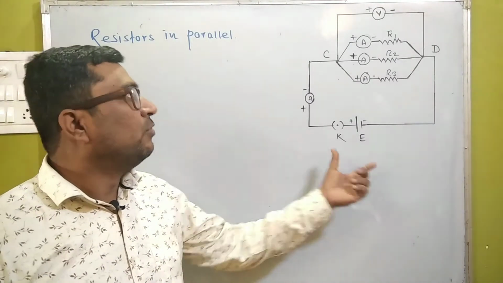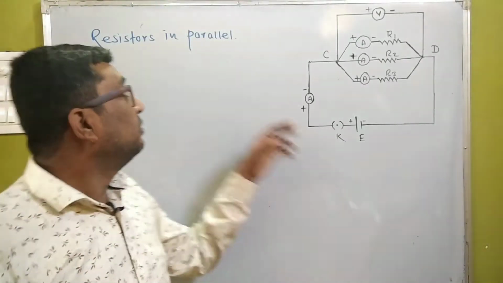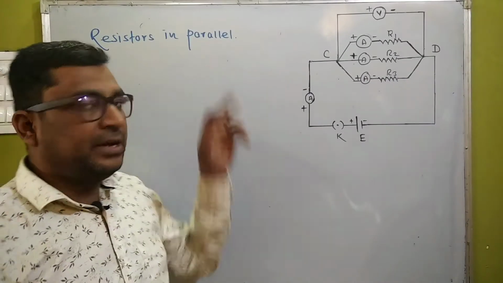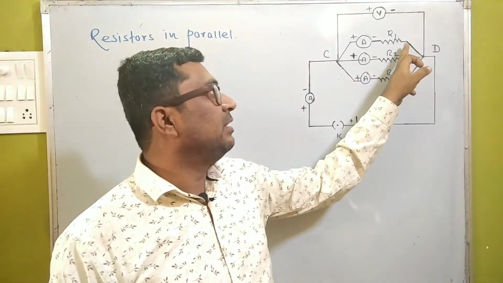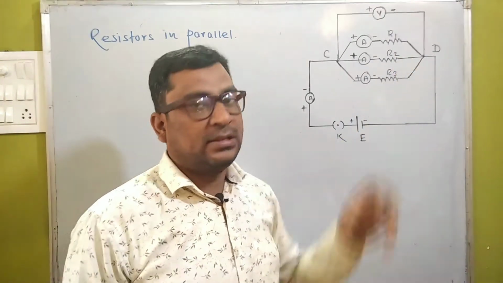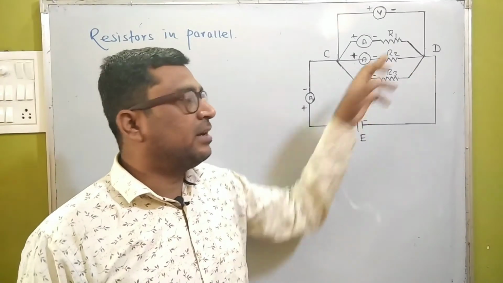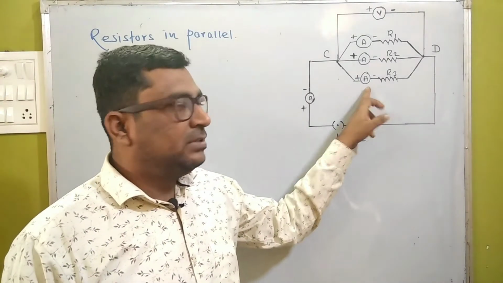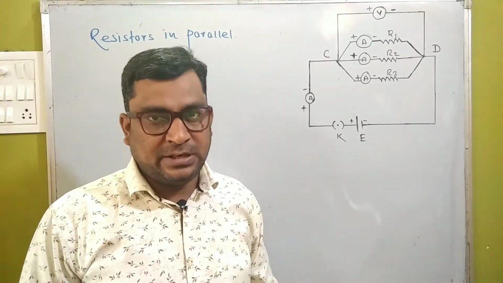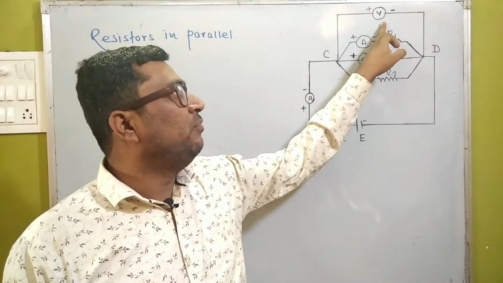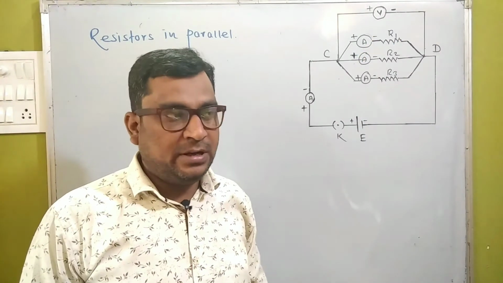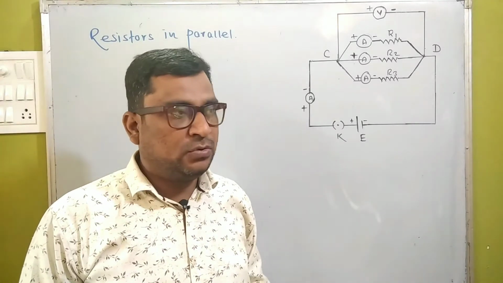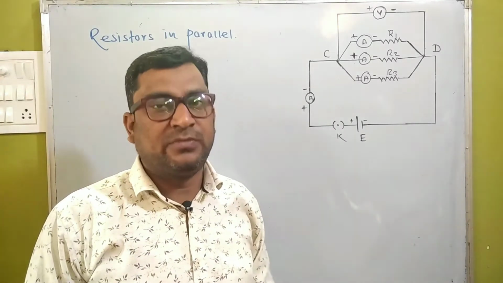This is the diagram, which I already drew here, for resistors connected in parallel. There are three resistors, R1, R2 and R3, connected to each other. An ammeter is a device used to measure the current in a circuit. V stands for voltmeter, which is used to measure the voltage, also called the potential difference.